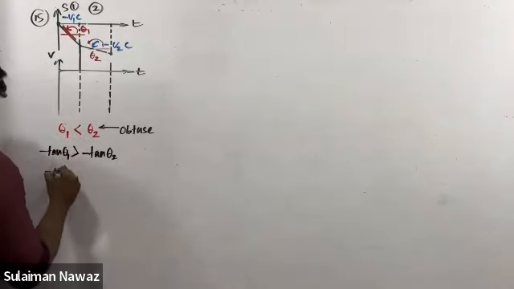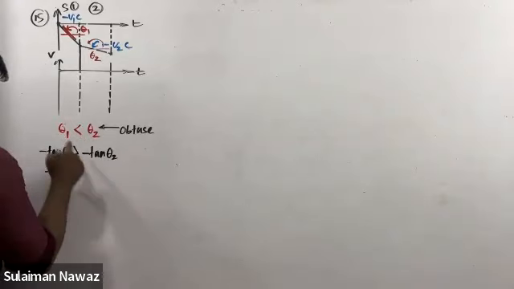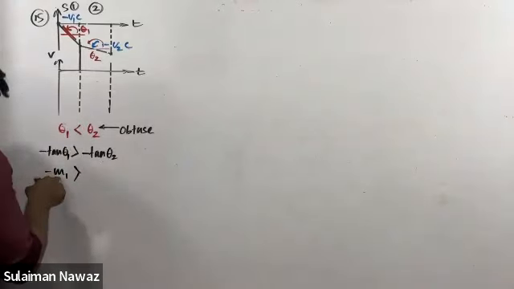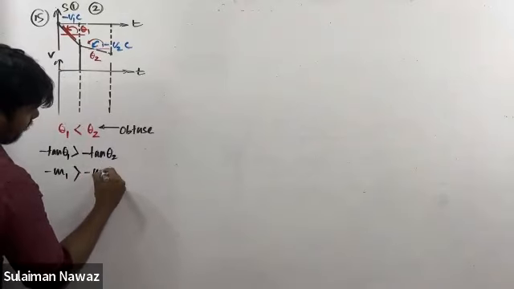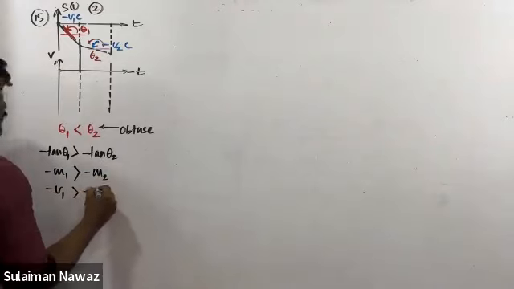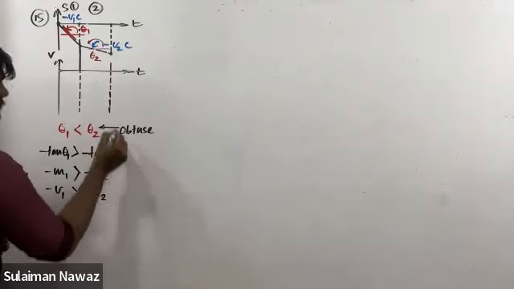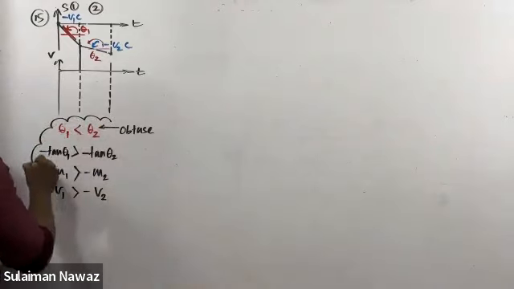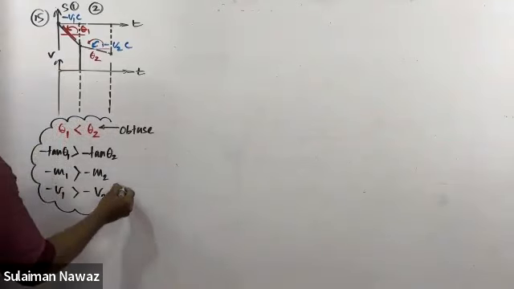Negative tan theta means negative gradient. First graph has large negative gradient. Second graph has smaller negative gradient. Larger negative velocity, smaller negative velocity. Then how would you do the graph? This is an important graph. Put a star.